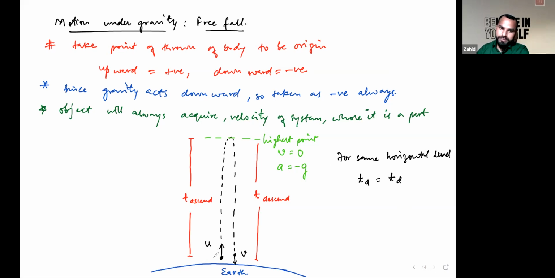Total time taken by this object to go up and return back is called time of flight, which is TF, which is nothing but time of ascent plus time of descent. And since these two are equal, you will call it two times of time of ascent is equals to time of flight, or two times of time of descent. Is it clear?